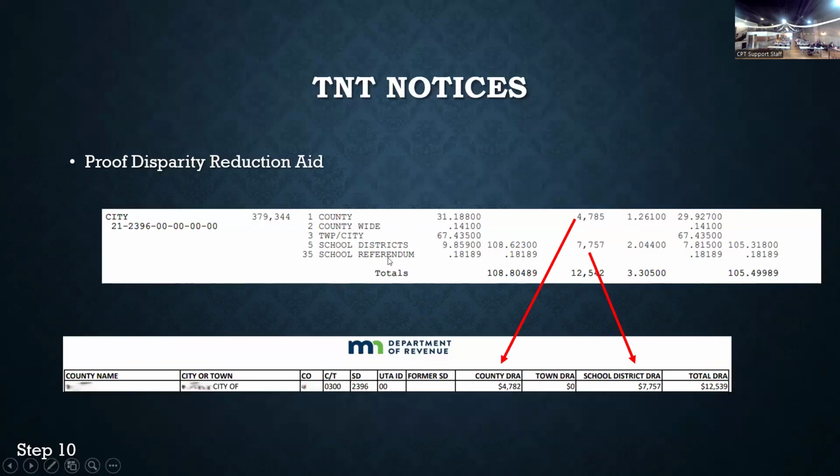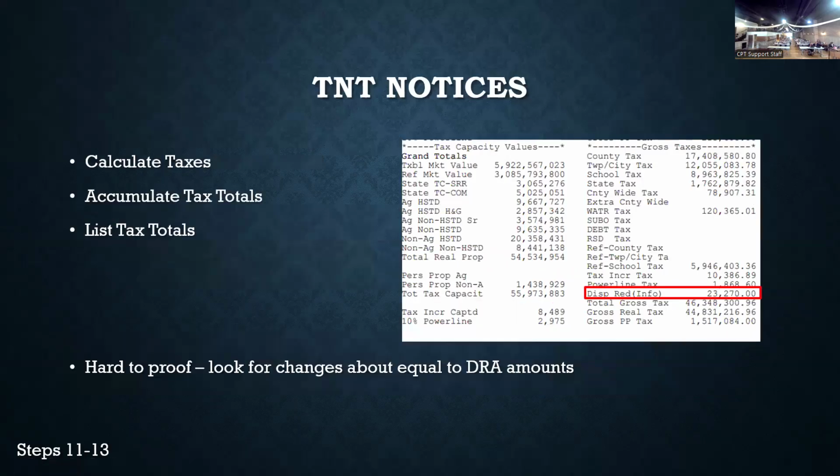Oh, here we go, here's my proof. So you would look here in this column. This is going to go to your county, this is going to go to your school. They're in the corresponding lines on your sheet. Once you're done with that, then you're going to calculate accumulated list. Again, it's hard to prove. The change should be about equal to the disparity reduction amount, which is going to be here, Disc red info, but it's not always exact because of rounding and things like that.